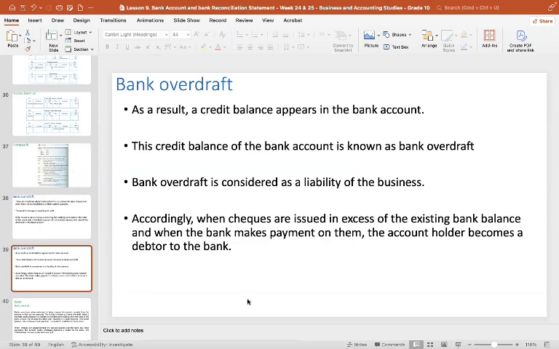Guys, tell me, did you understand this? Yes, sir. Yeah, tell me, Danushka. Sir, what is the difference between bank loan and overdraft, sir?